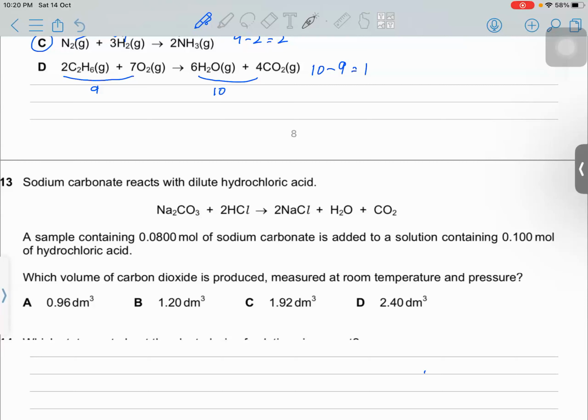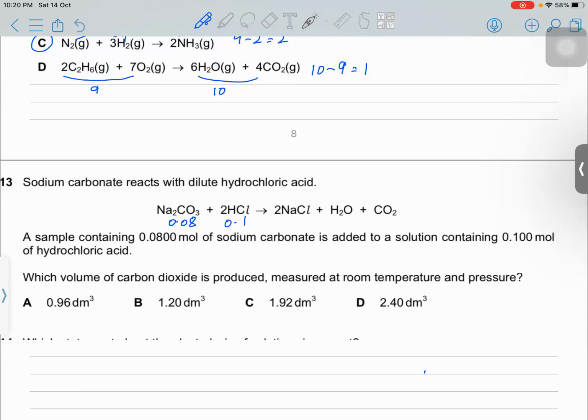Sir, volume equals concentration multiplied by mole over 1000 here. Exactly. So we know mole of sodium carbonate is 0.08, and we need limiting reactant. Now listen, 0.1.